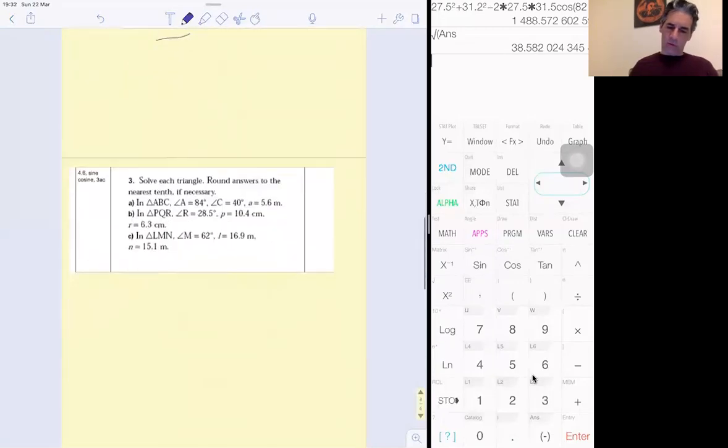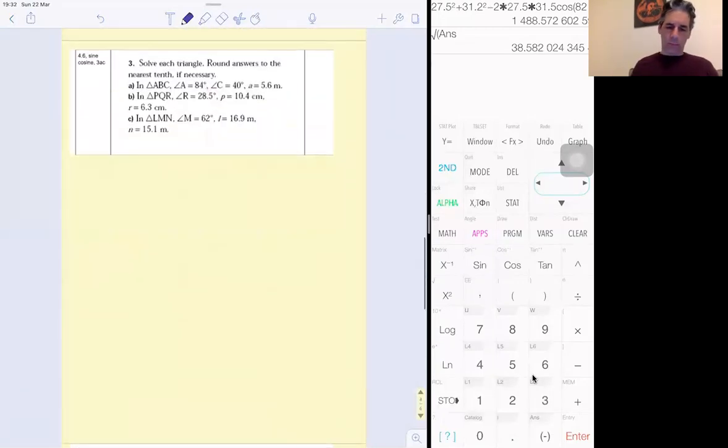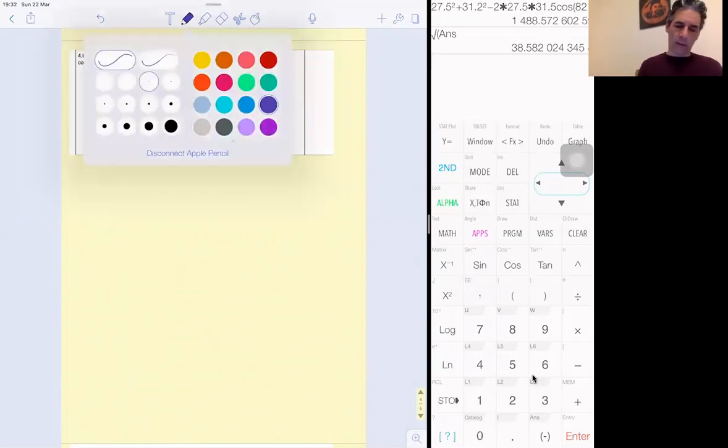Okay, that's one question. Then there's another question here, solving triangles. And these are all pretty much the same. So in each case, you're given some information and you have to solve the triangle. Okay, I'll just do A and C. We'll start with A.